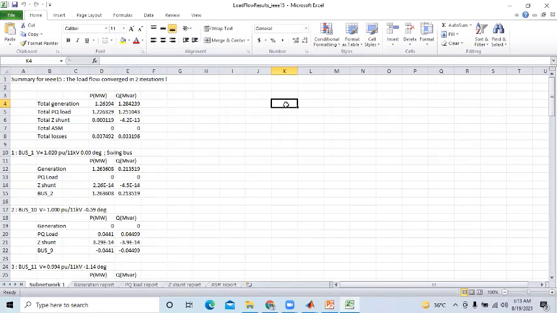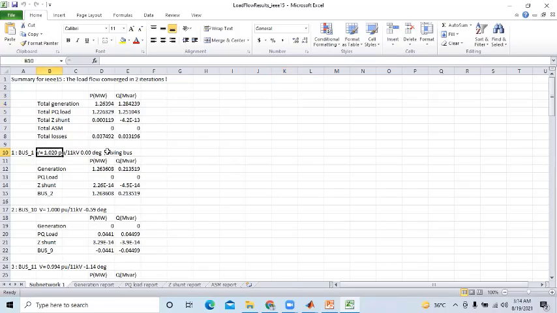The total PQ load, the total real power demand, is 1.226363 megawatts, and 1.2510 MVAR is the total PQ load demand. Total shunt is considered a very low quantity, and the total losses of the system are 37.49 kilowatt and 33.196 kVAR.